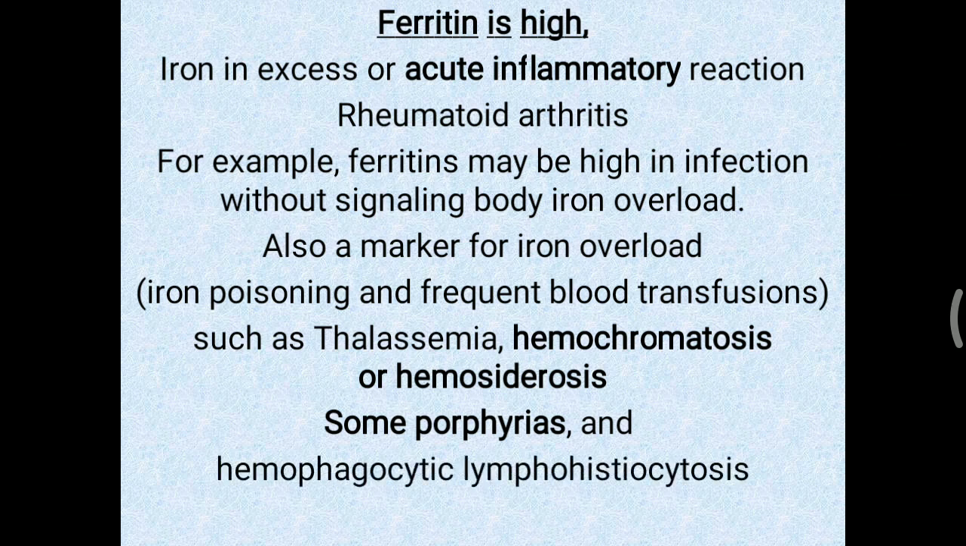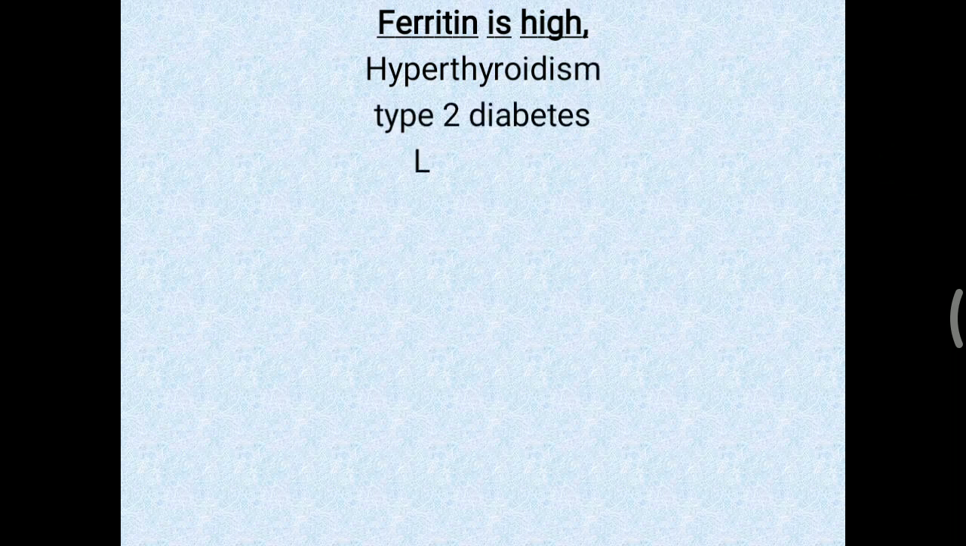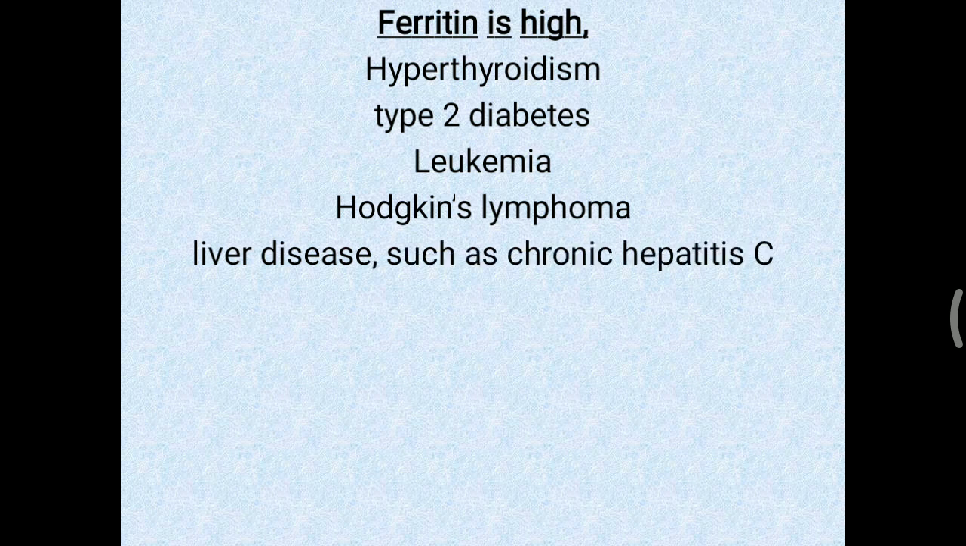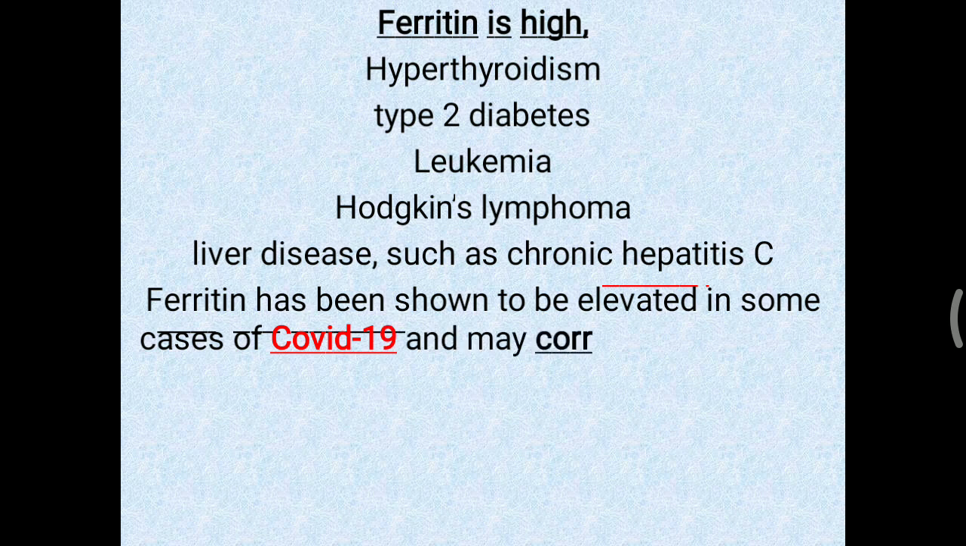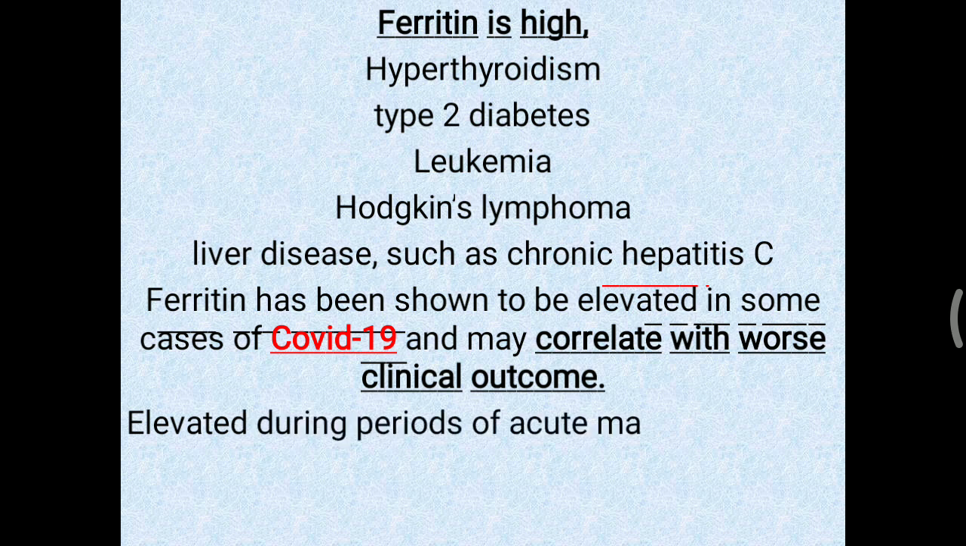hemophagocytic lymphohistiocytosis, in this condition a high ferritin level is observed. Next, hyperthyroidism as well as type 2 diabetes, leukemia, Hodgkin's lymphoma, and liver disease such as chronic hepatitis C, all these conditions show a high ferritin level. Ferritin has been shown to be elevated in some cases of COVID-19 and may correlate with worse clinical outcome. So nowadays it is commonly done for COVID-19 patients. Elevation during periods of acute malnourishment is also observed.